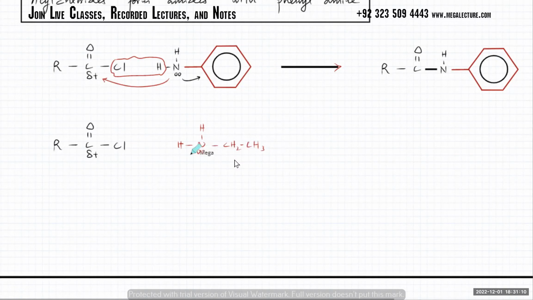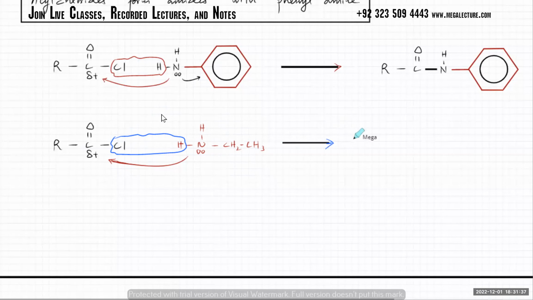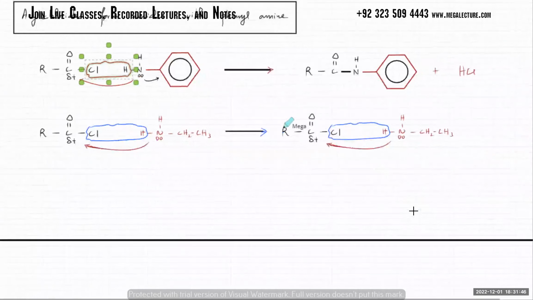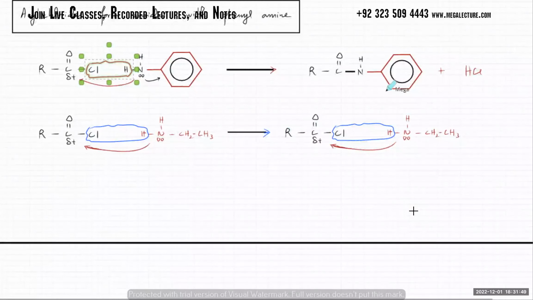So same thing, the N lone pairs are going to get attracted to the carbon that's positive, ठीक है? And बीच में से the HCl molecule is going to be eliminated. So you'll have your product. Okay, so your product is going to be formed, और साथ HCl, so this HCl goes away.